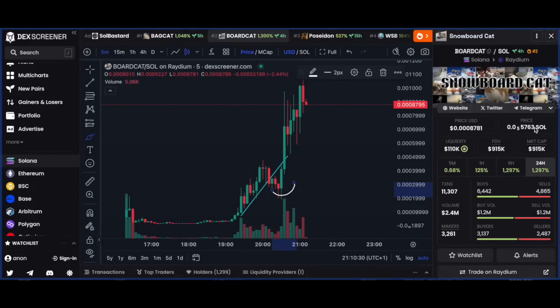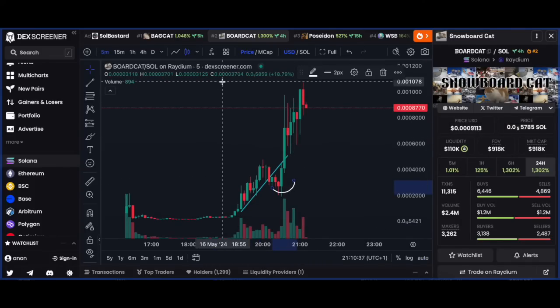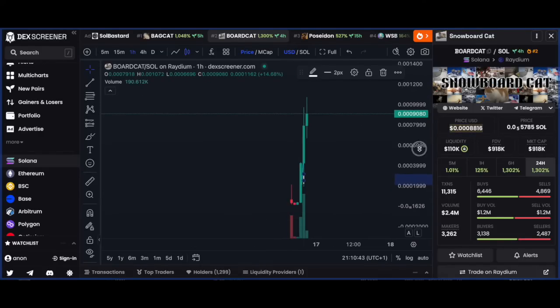Something like this that's pumped to basically 1 million with only 110 liquidity. Probably going to avoid that for the time being. So I look at that and I skip it straight away. I don't even bother doing anything else because you're essentially buying the top. Like, look at this. Why would you buy that?